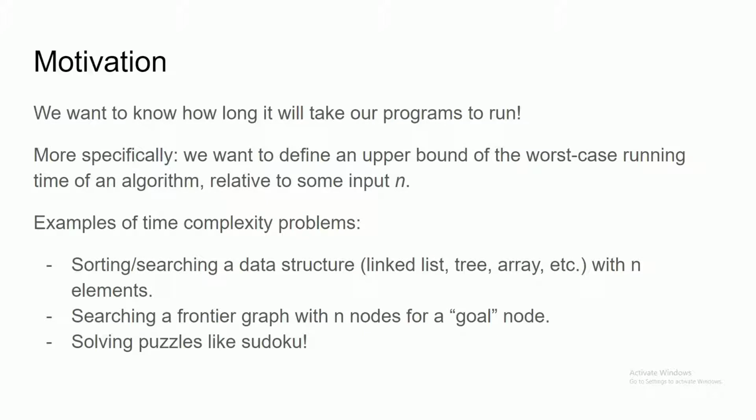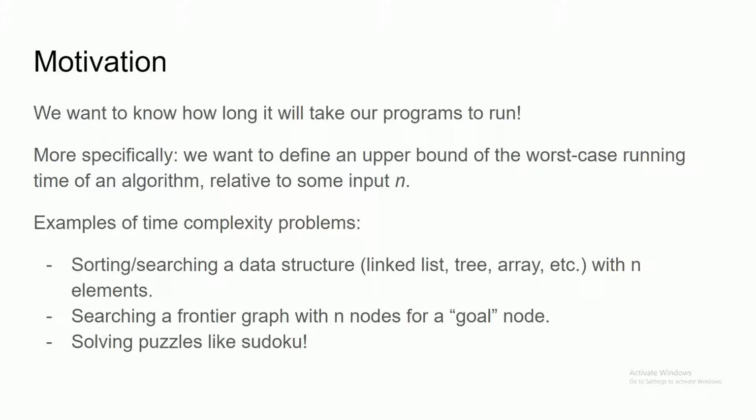A couple of examples of time complexity problems very quickly. These are things that you would run into in introductory data structure classes. When you're trying to sort or search a data structure, the complexity of the search method is going to differ with the structure that you use relative to its size. So things like a linked list, a tree, an array, as those data structures get bigger, as you add more elements, the time it takes to search through them is going to change by differing rates and amounts.